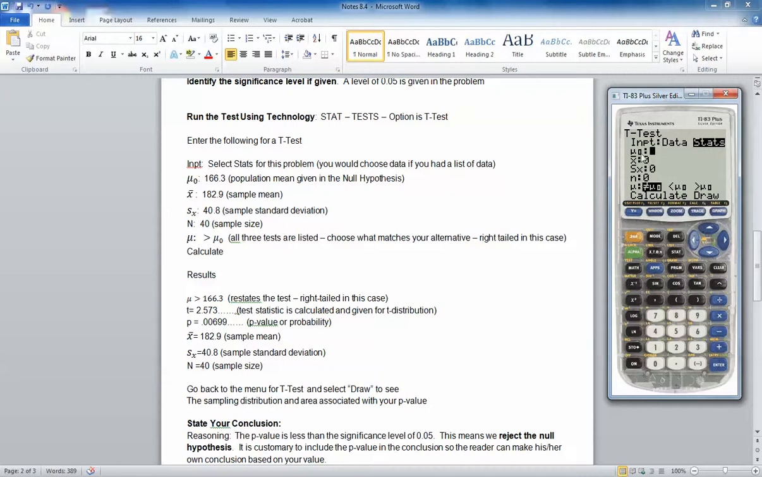First item is, what is the population mean? What is the claim? What is our null hypothesis? So this would be 166.3. So that's our claim. And then x bar and Sx are the mean and standard deviation of our sample. So our sample gave us a mean of 182.9.